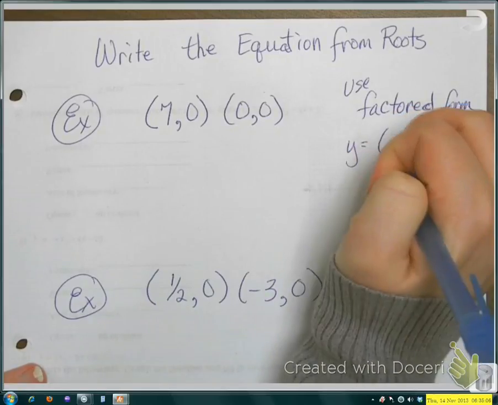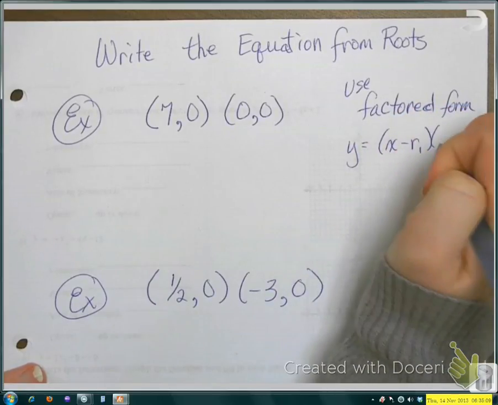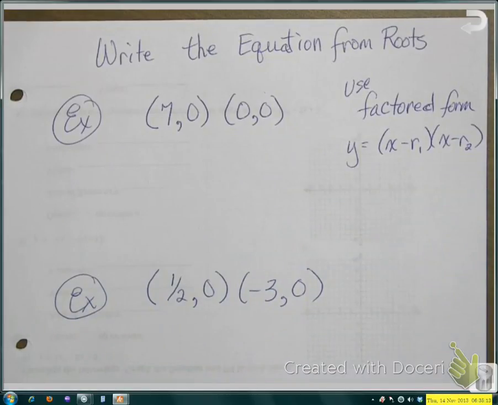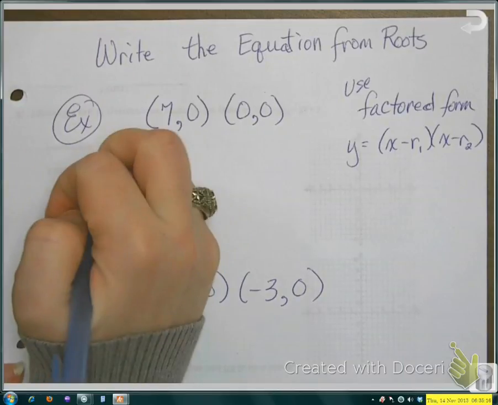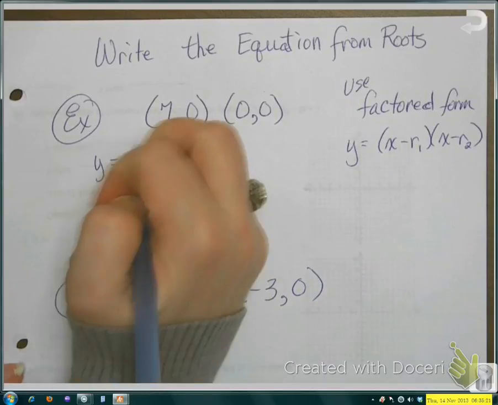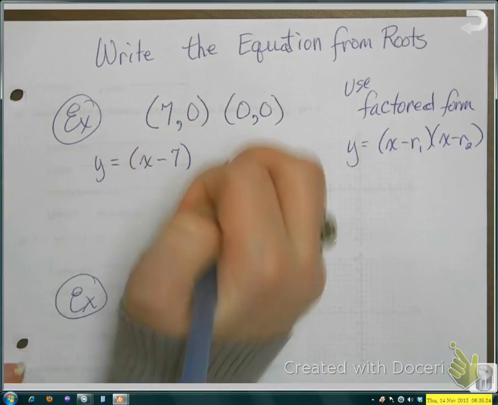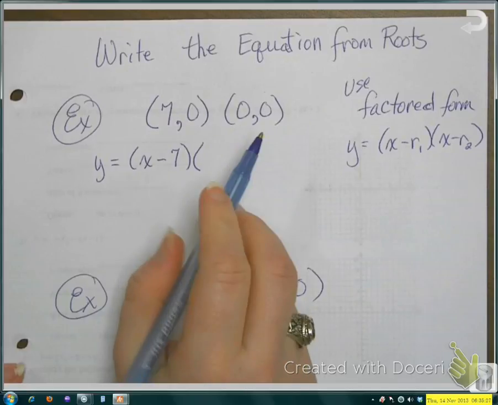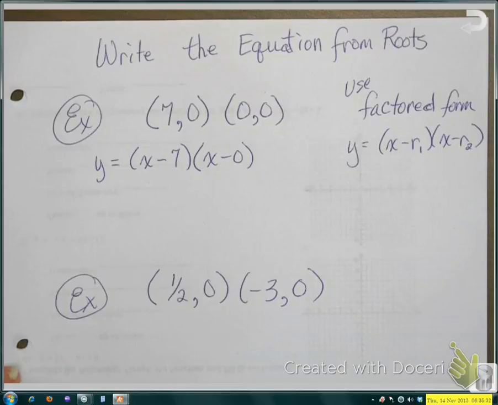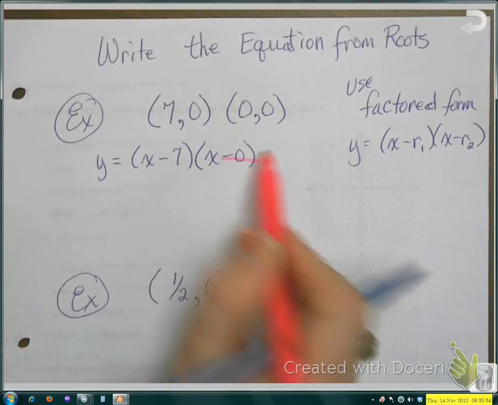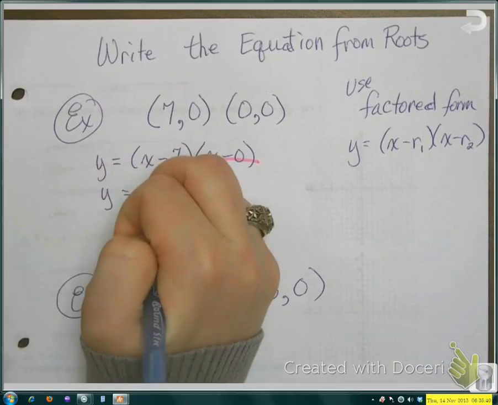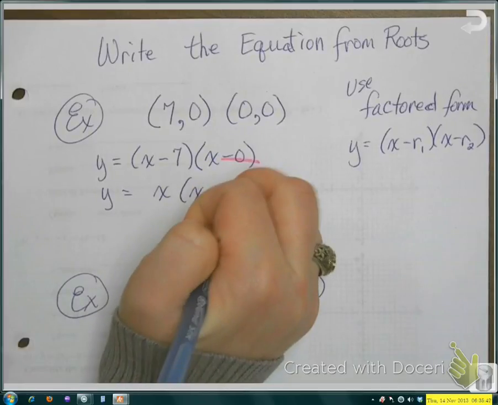In factored form, you take each root and plug it in. When you plug it in, you're going to change the sign. The only thing this wouldn't apply to is 0, because 0 doesn't have a sign, so we're just going to plug it in. My first root is at positive 7, so we make it a negative 7. So I have x minus 7. My second root is at 0, so we just do x minus 0. Well, x minus 0 is just x. So I'm going to rewrite this as x times x minus 7.